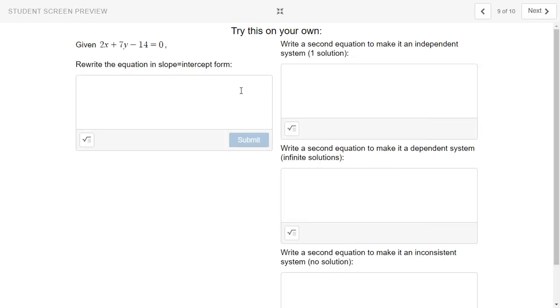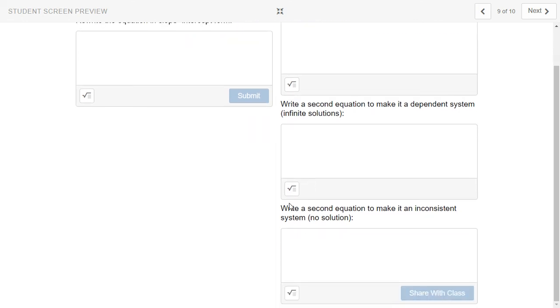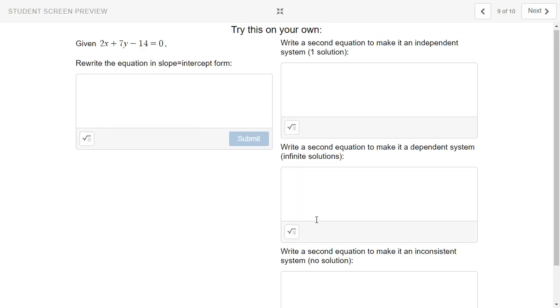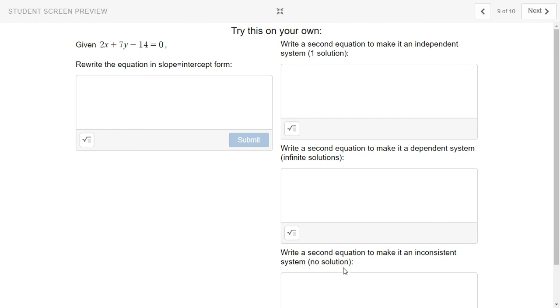So I'm going to give you a moment to try this on your own. When you have rewritten this in slope y-intercept form, write a second equation to make it independent. Write a second equation to make it dependent with infinite solutions. And write a second equation to make it an inconsistent system with no answer.